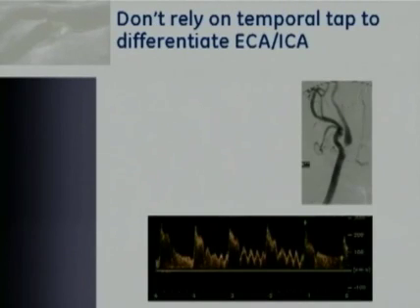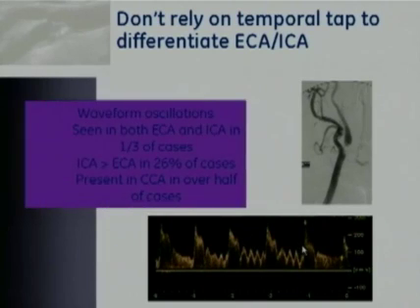Okay, differentiating between the internal and the external carotid artery. This is a key component of the exam, and actually something that can be quite challenging. One of the ways that's been suggested to help in this process is to perform a temporal tap maneuver. The temporal tap is a way that we actually auscultate the temporal artery just in front of the ear. You can feel the pulsation. And then while you're in the vessel that you think is the ECA, you would tap on it. And while doing so, you would appreciate these oscillations in the waveform.